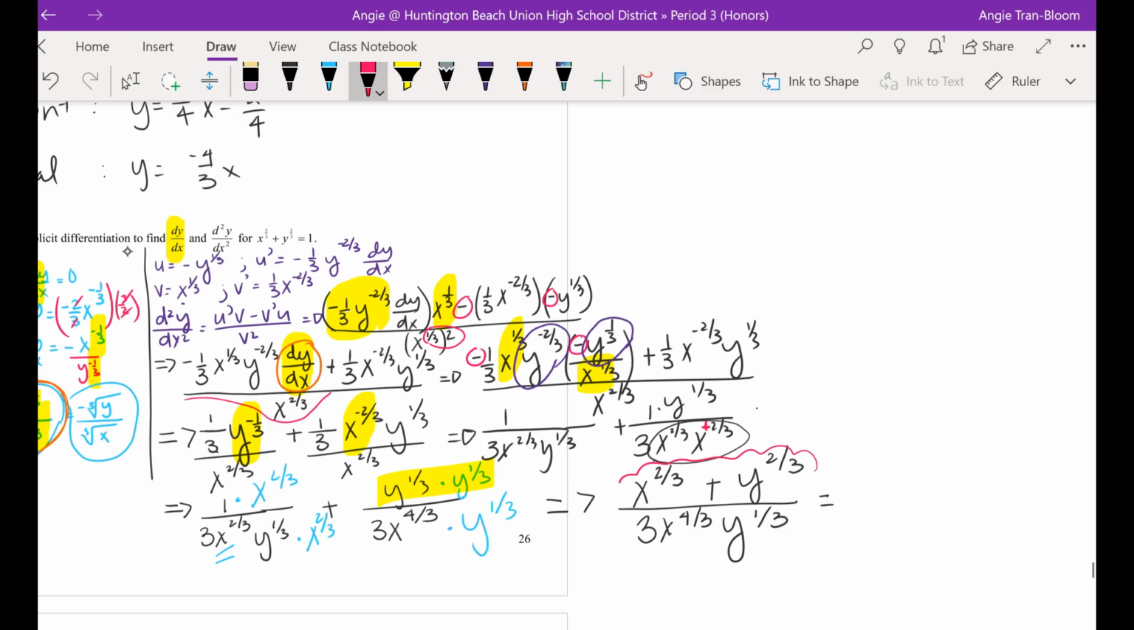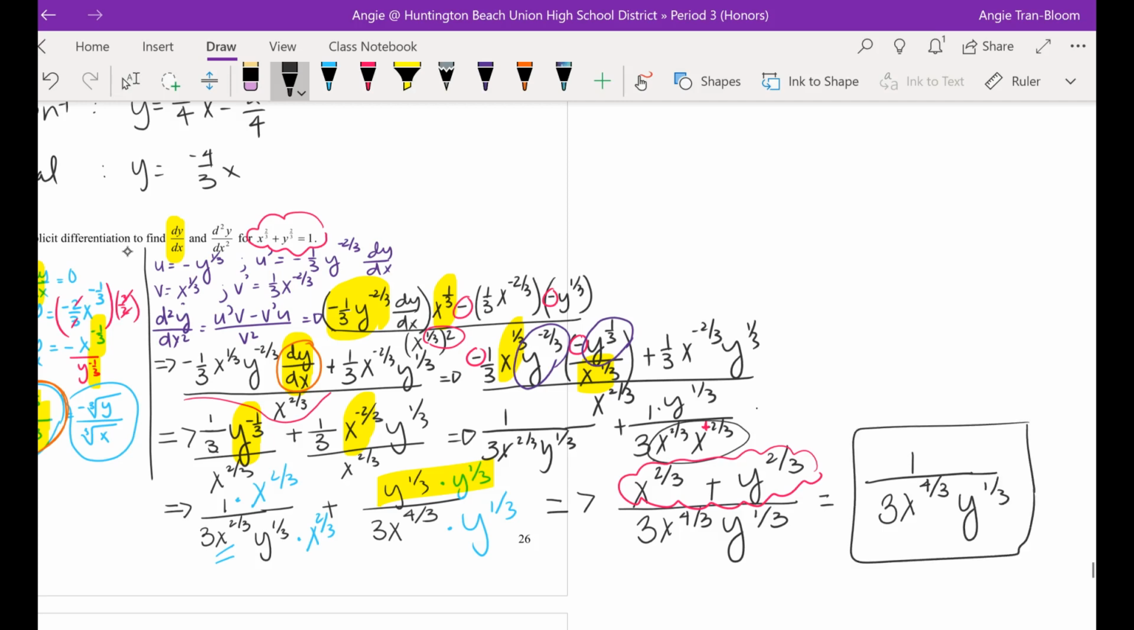I have to use substitution and plug it back in. So this is 1 over, because x to the 2/3 plus y to the 2/3 is 1. So I have to take that out and put in 1, because that's even simpler. 3x to the 4/3, y to the 1/3, and I think that's as far or as simple as I can go. That is the second derivative.